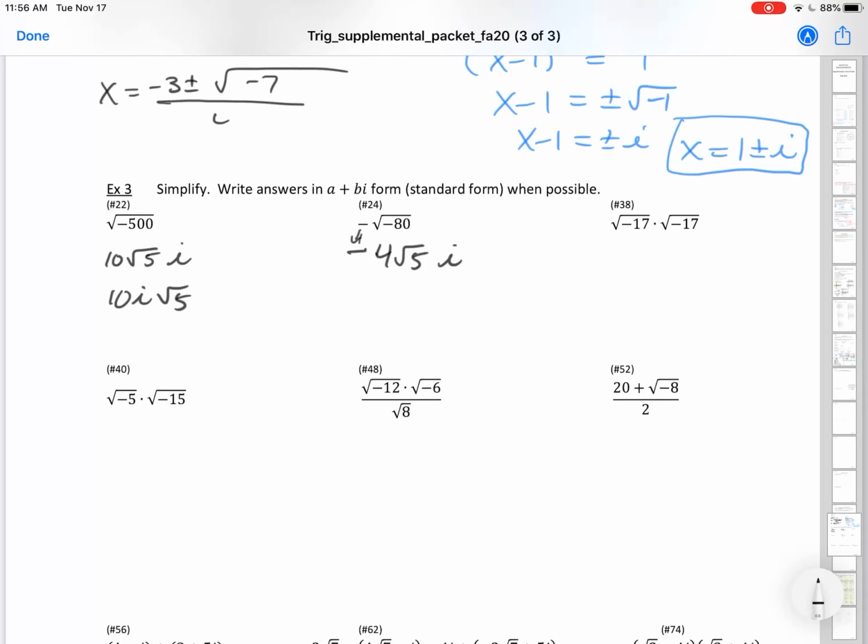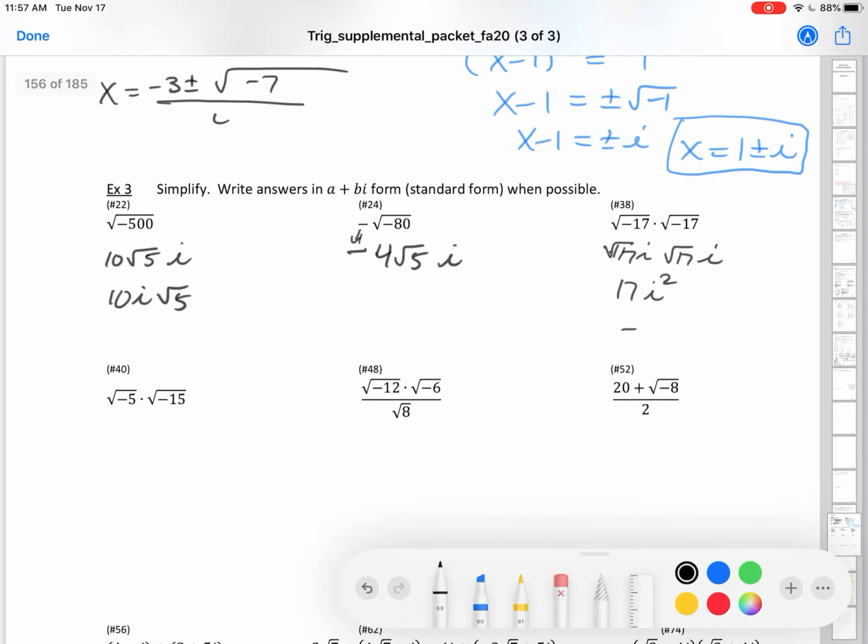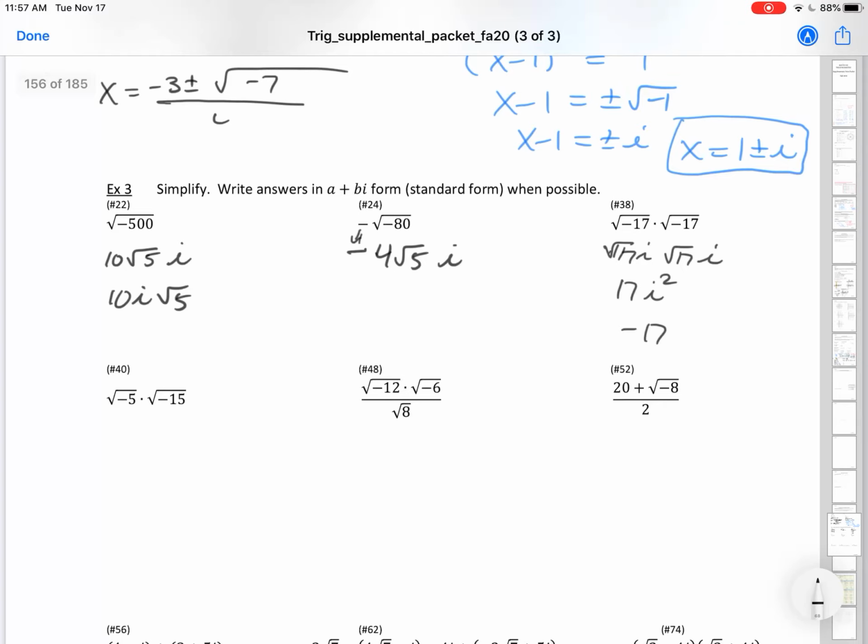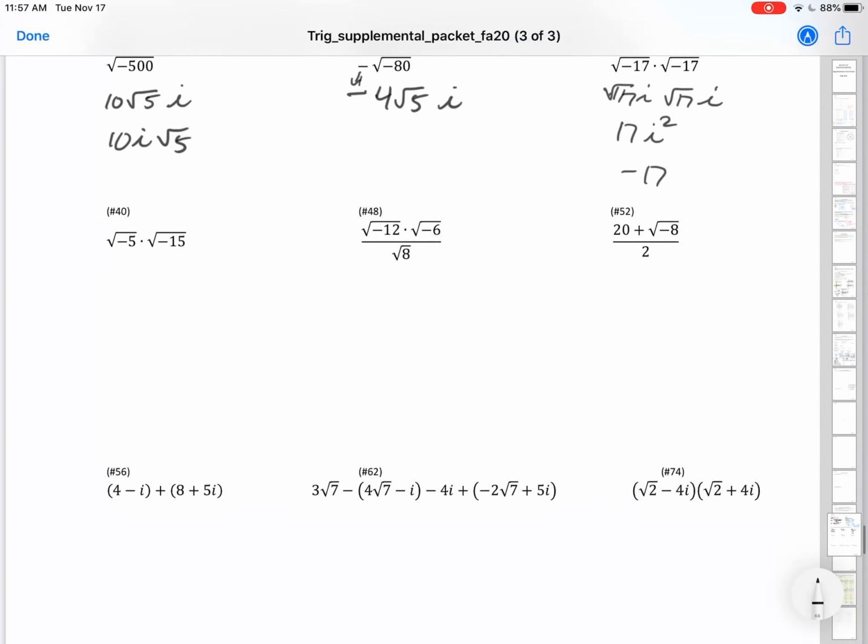Negative root 17 times negative root 17. Okay, so this is root 17 i times root 17 i. So root 17 times root 17 is 17. i times i is i squared. That's the way we should technically do it. And we get negative 17 out of that. Very, very much like what we did before.